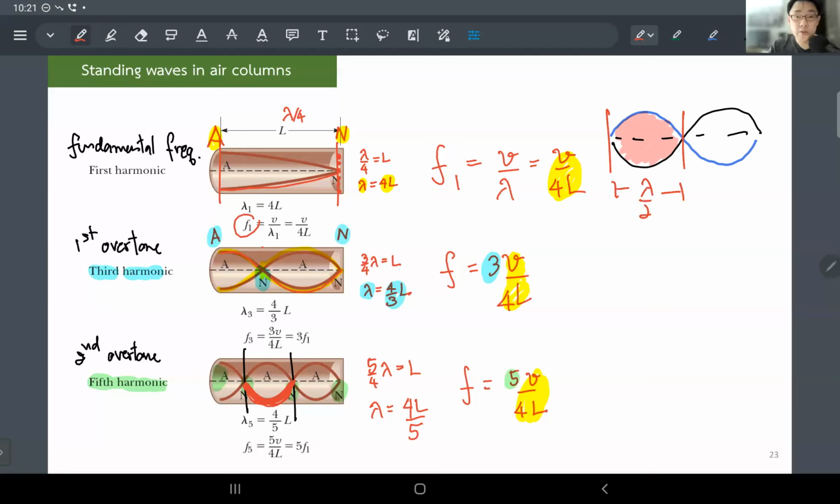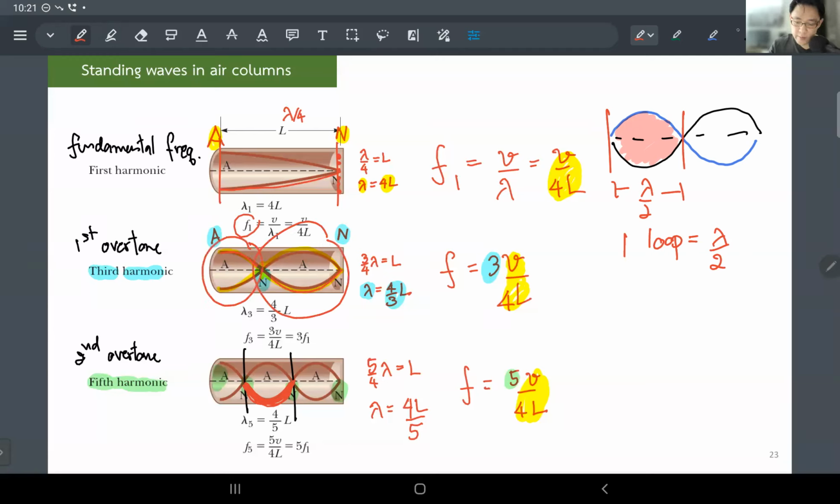So you can use this if you like. One loop is wavelength over 2. And then you just count the loops. For example, over here, the one in the middle, you say this is 1.5 loops.